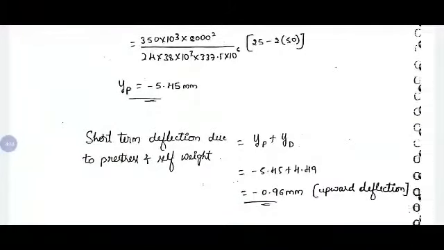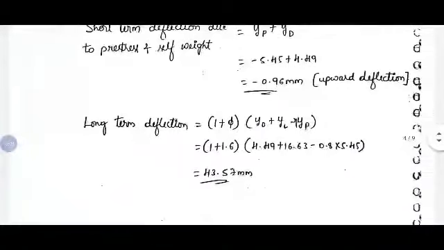Short term deflection, yp plus yd. The yp value is minus 5.45 and the deflection due to dead load is 4.49. On simplifying we will get minus 0.96 mm upward deflection.